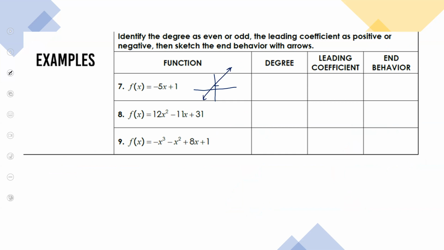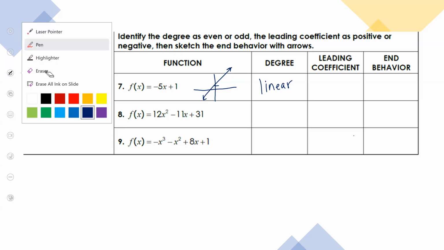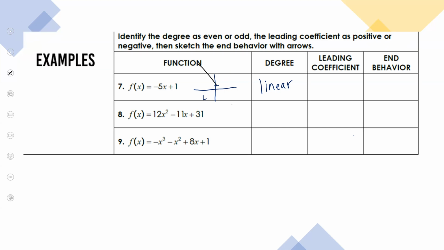Okay, so what's the degree? Oh, y'all said it, linear, perfect. What's the leading coefficient? Is it positive or negative? Negative. Oh, so I drew this wrong. It should be facing down, sorry. Yep, it should go like this. It's a negative slope. Okay, so the leading coefficient is negative. We're going to put negative. Okay, so guys, this is how you're going to write the end behavior.